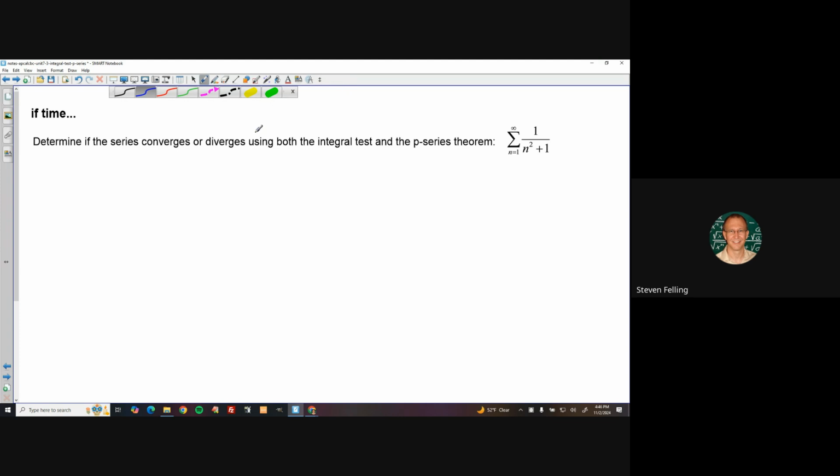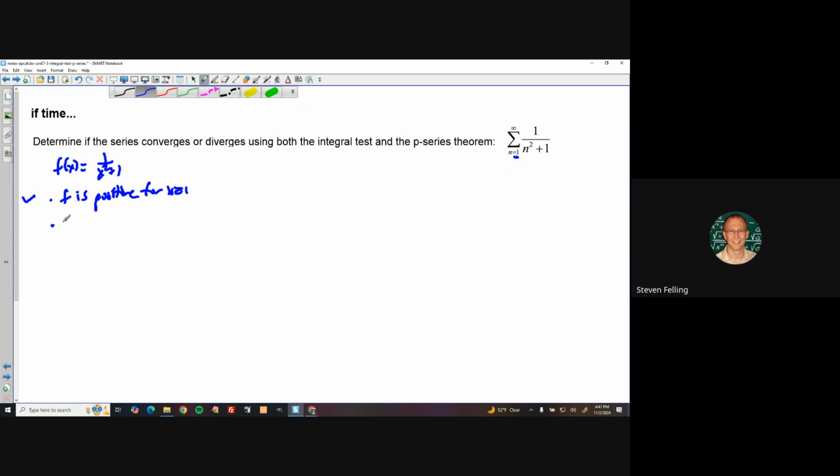Determine if this series converges or diverges using both the integral test and the p-series test. All right, so let's actually do the integral test first. That should probably work as is, so let's try that. For the integral test, we're going to come up with a function for the generating rule, 1 over x squared plus 1. We're going to assert that that is positive, which it is, for x greater than or equal to 1. We're starting at 1.